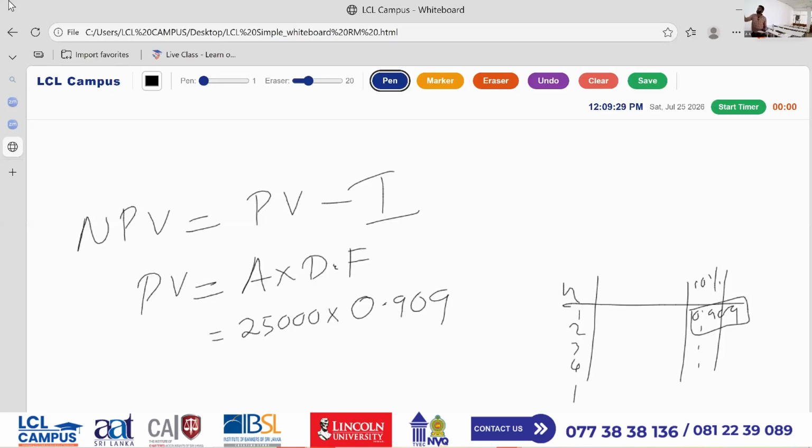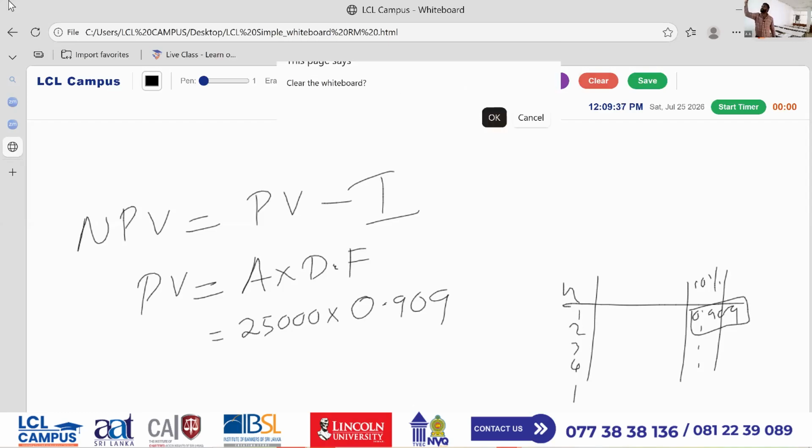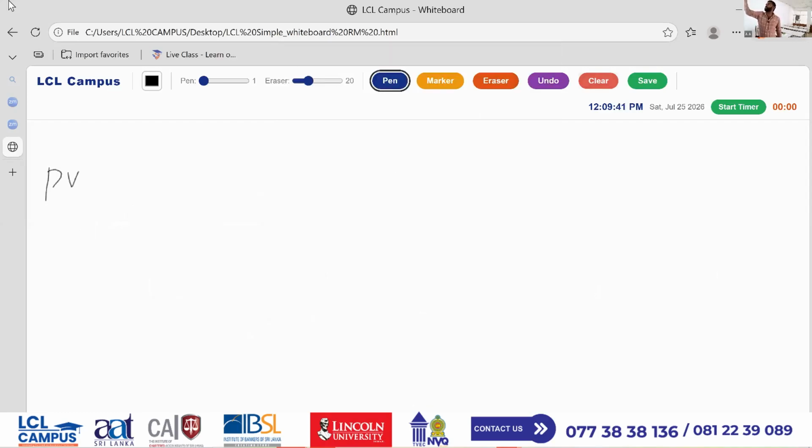So 25,000 into 0.909 plus, let me move over a bit. Right? So PV equals first year 25,000, that year discounting factor 0.909, plus second year cash flow 20,000 into 0.826. Check. 10% second year discounting factor 0.826, plus third year cash inflow 32,000 into 0.751.